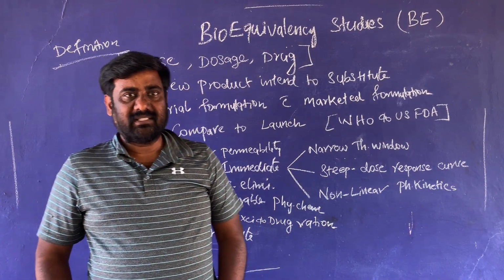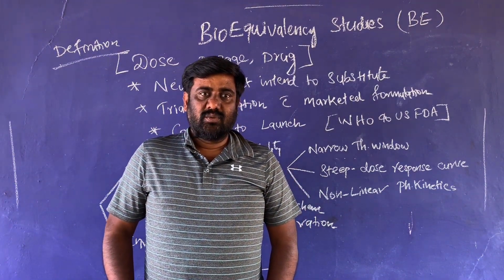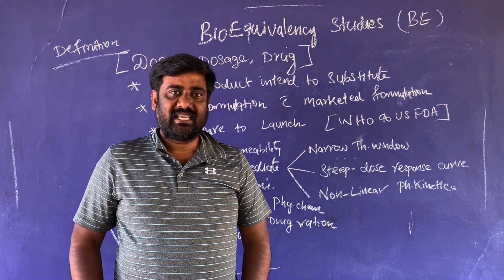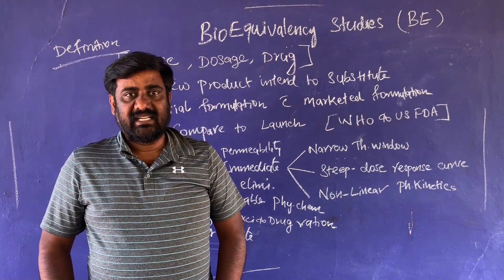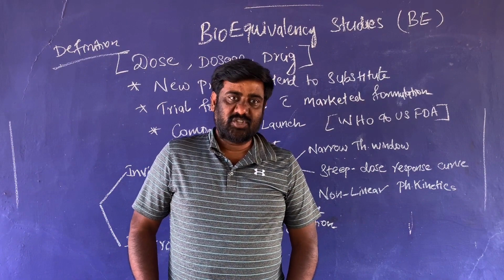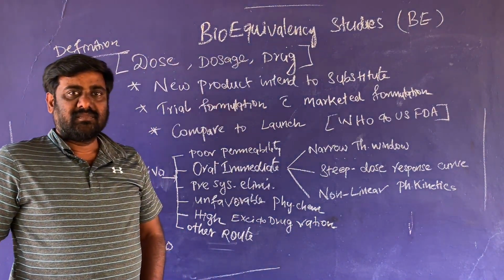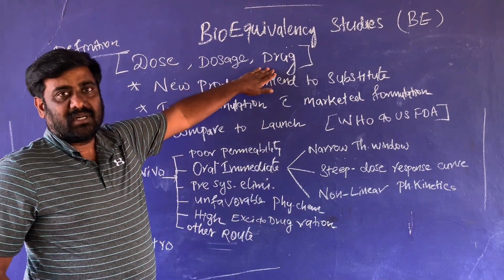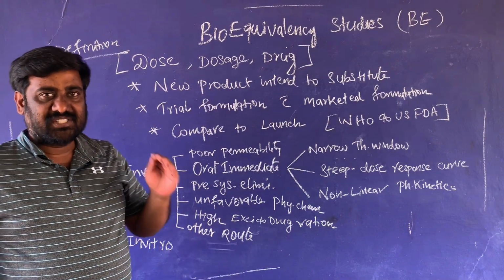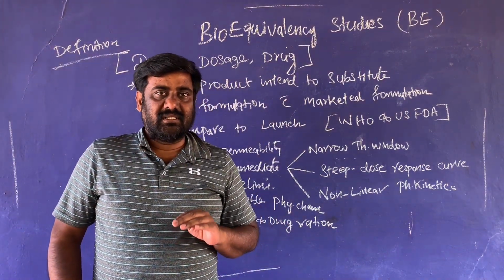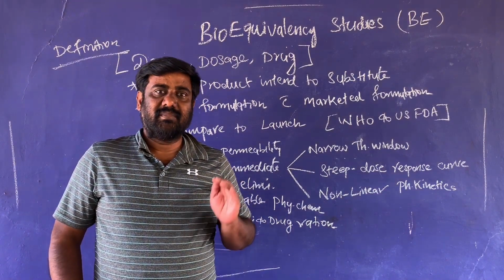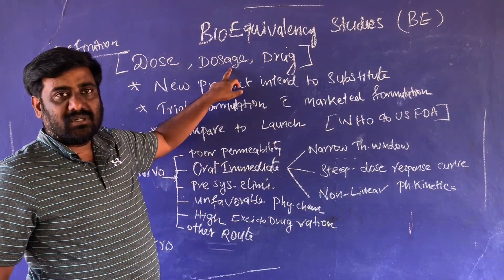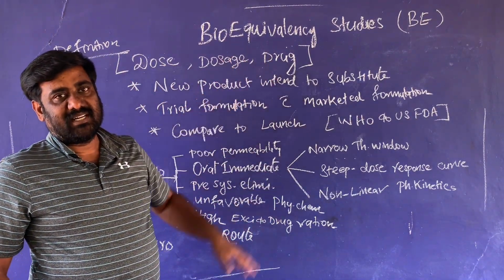Bioequivalency means comparing two or more identical products in the systemic circulation for the same extent or same relative concentration. In short, the same drug, same dose and same dosage form of different formulations are checked in the systemic circulation for availability. That means bioavailability is checked for different formulations having the same dose, dosage form and same drug.